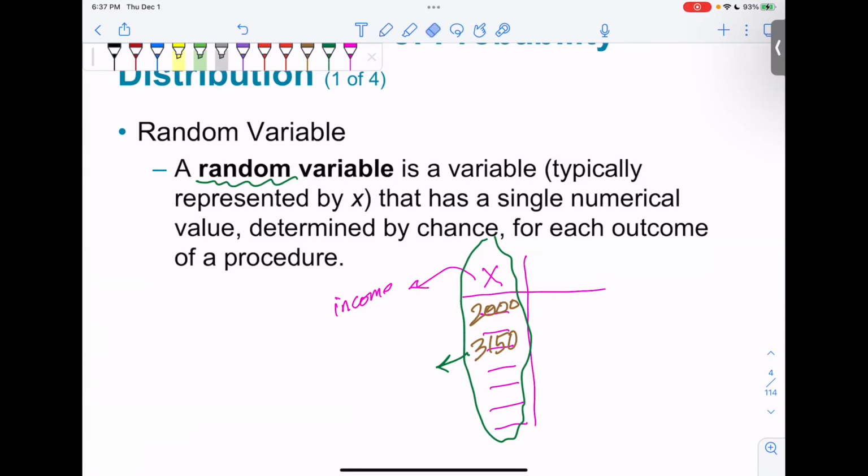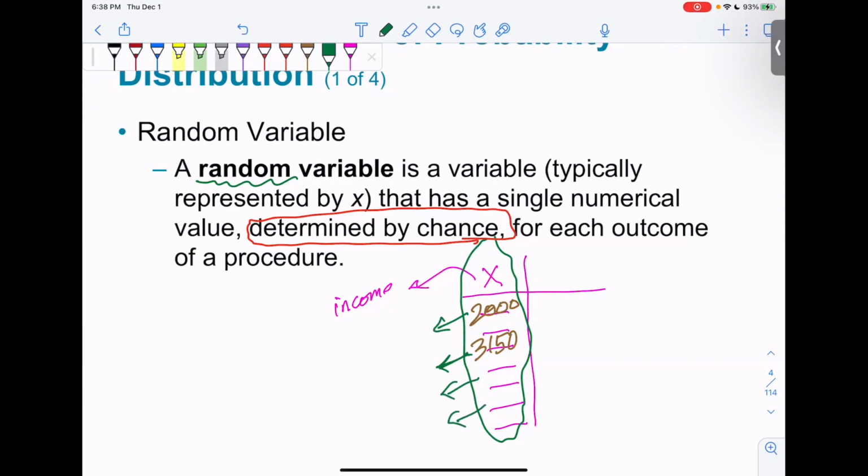Okay, the variable could be random if the value is determined by chance. So each outcome will be totally random if we determine this value basically by chance. So let's say if I have this x, or this variable, equal the income, then inside this variable we have different values, right?